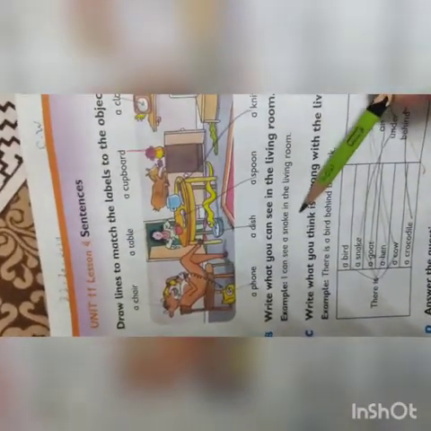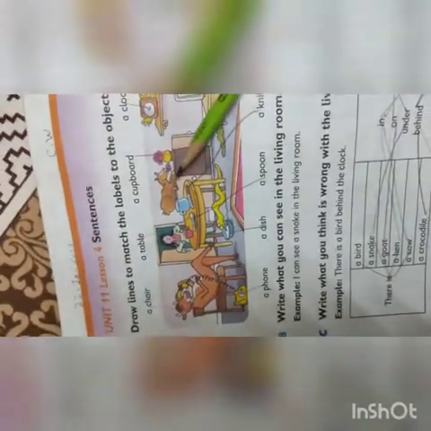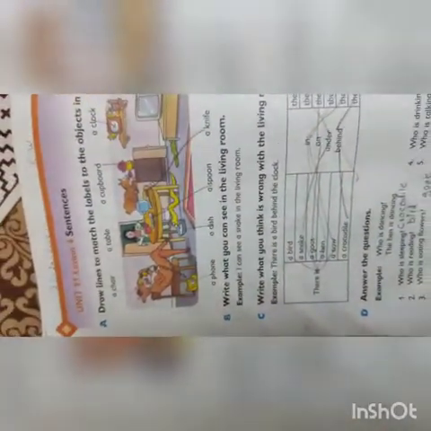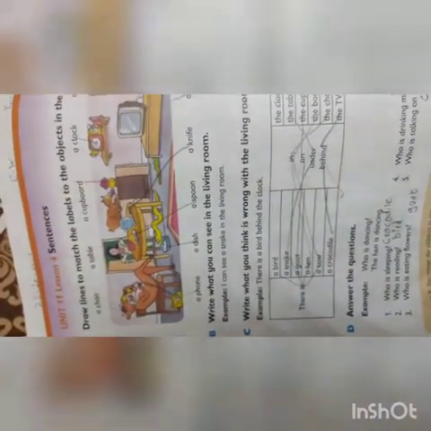Write what you can see in the living room. I can see a snake in the living room, a cow, a goat, a hen, and so many other things. Now look at your C part. Write what you think is wrong with the living room.